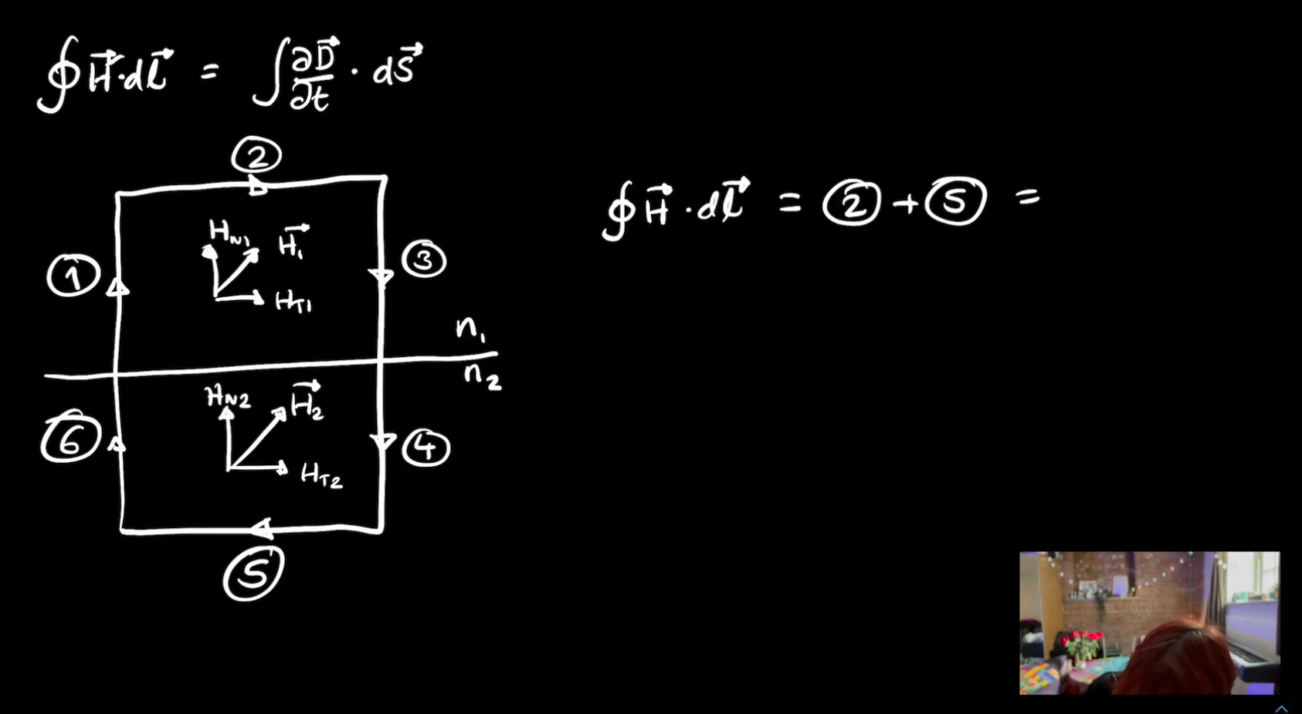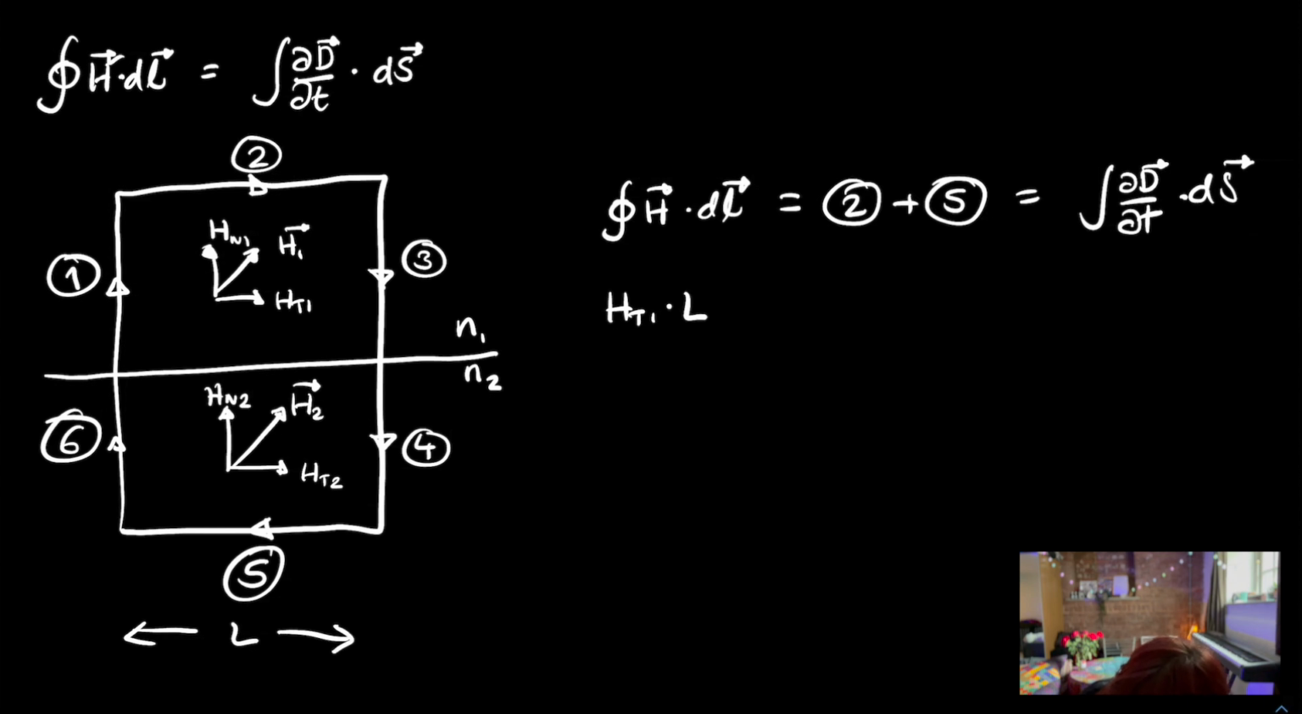And this is equal to the time derivative of the electric displacement field over the area right here. So what are 2 and 5? Well, this is just going to be Ht1 times L, if again this length right here is L. And that's going to be subtracted from, because of course these two are anti-parallel, Ht2 times L yet again, right here. And that's going to be equal to the right-hand side.